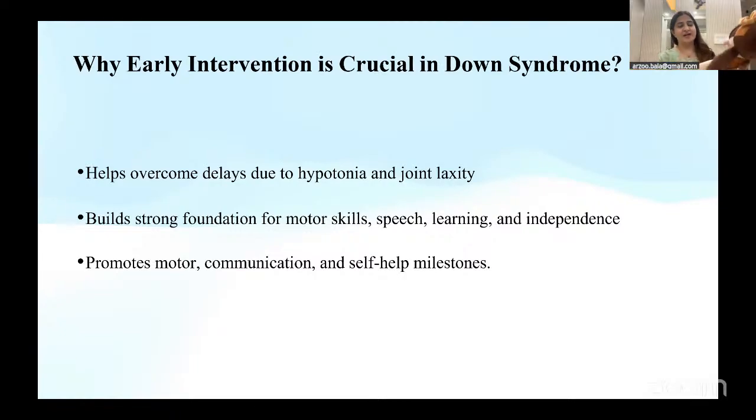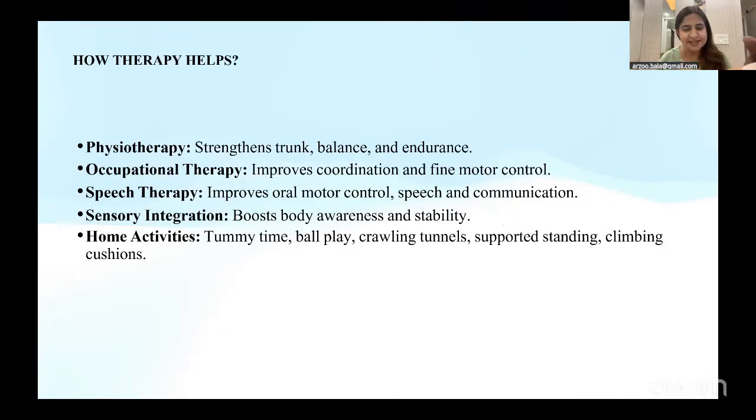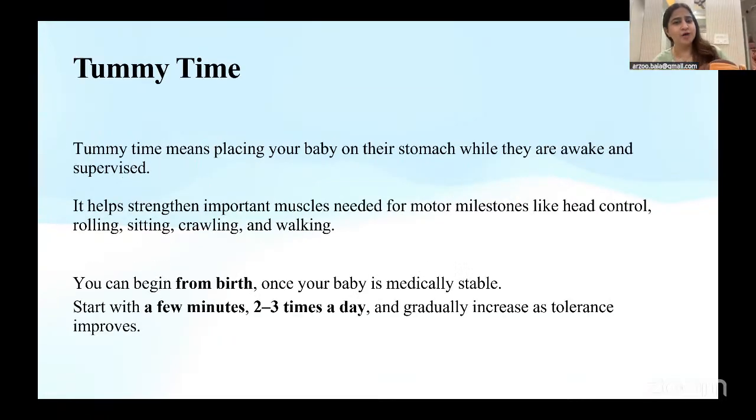Very favorite activity for me is tummy time. Okay, what all therapies are there? There are different therapies. There is physiotherapy, there is occupational therapy, speech therapy, sensory integration, and home activities are my favorite. Why? Because you can do a lot at home. Just take a guidance from a therapist, evaluate, and then do that work at home.